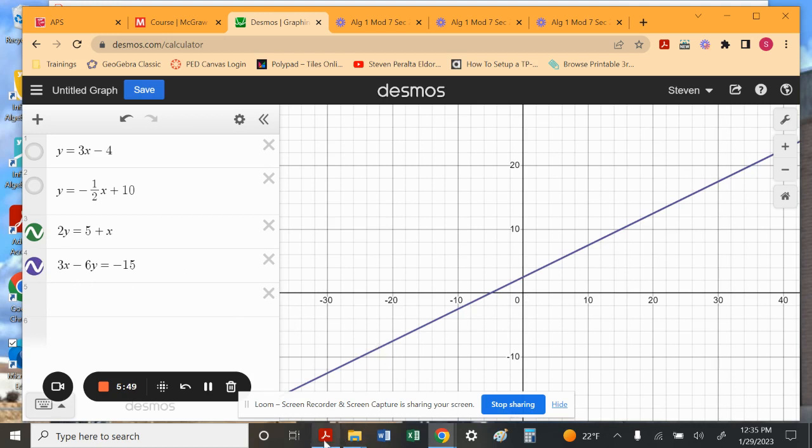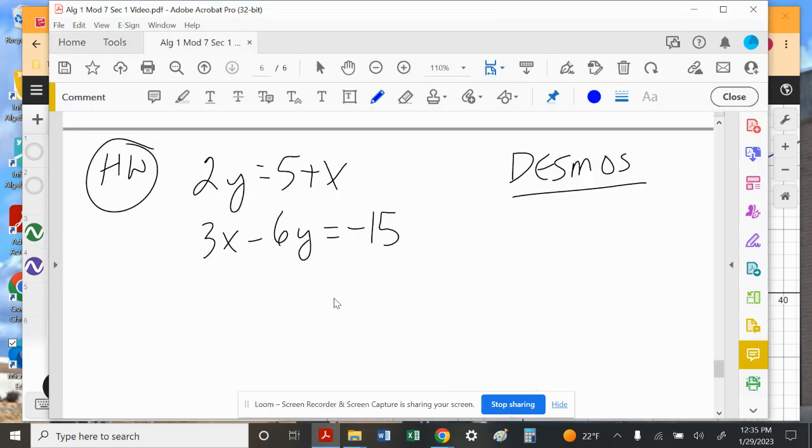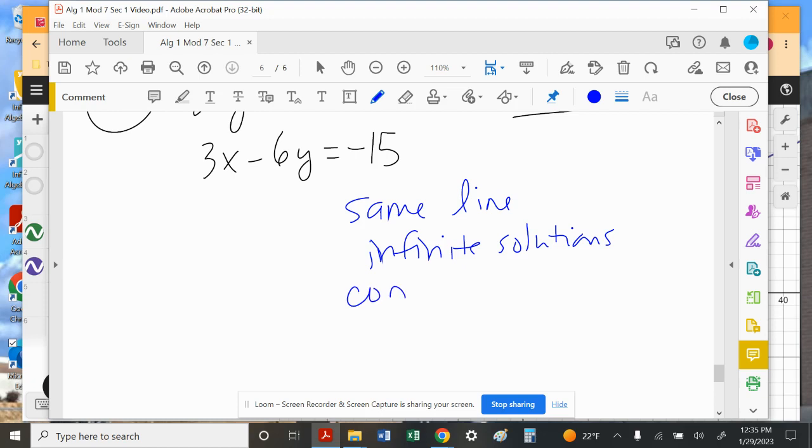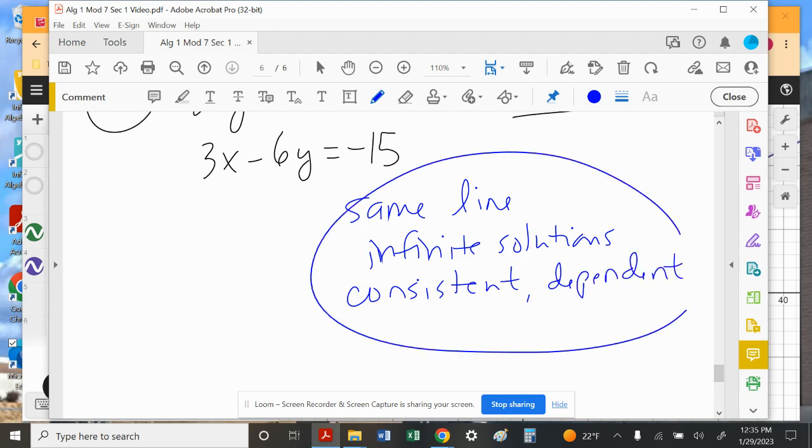So now if we go back and look at the problem after graphing it on here, we know that they are the same line, just like the example I gave you above. So they have an infinite number of solutions. Okay, and we know that the system is consistent, but it's dependent because they're the same line. That's the information that we need to know. We are done with this section.